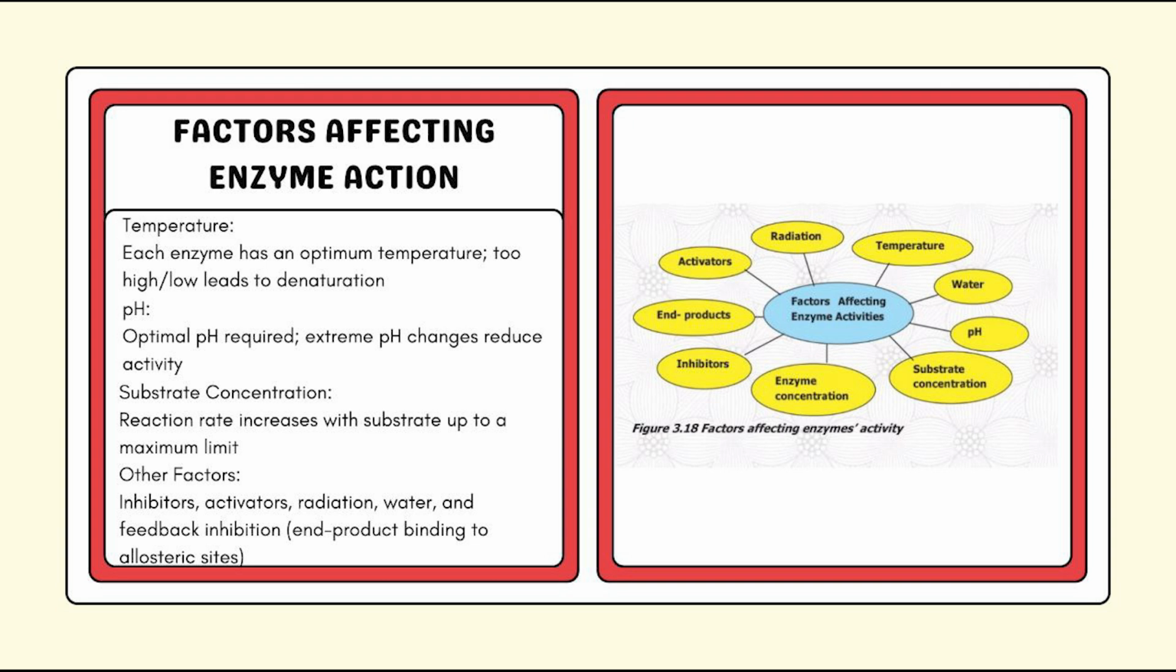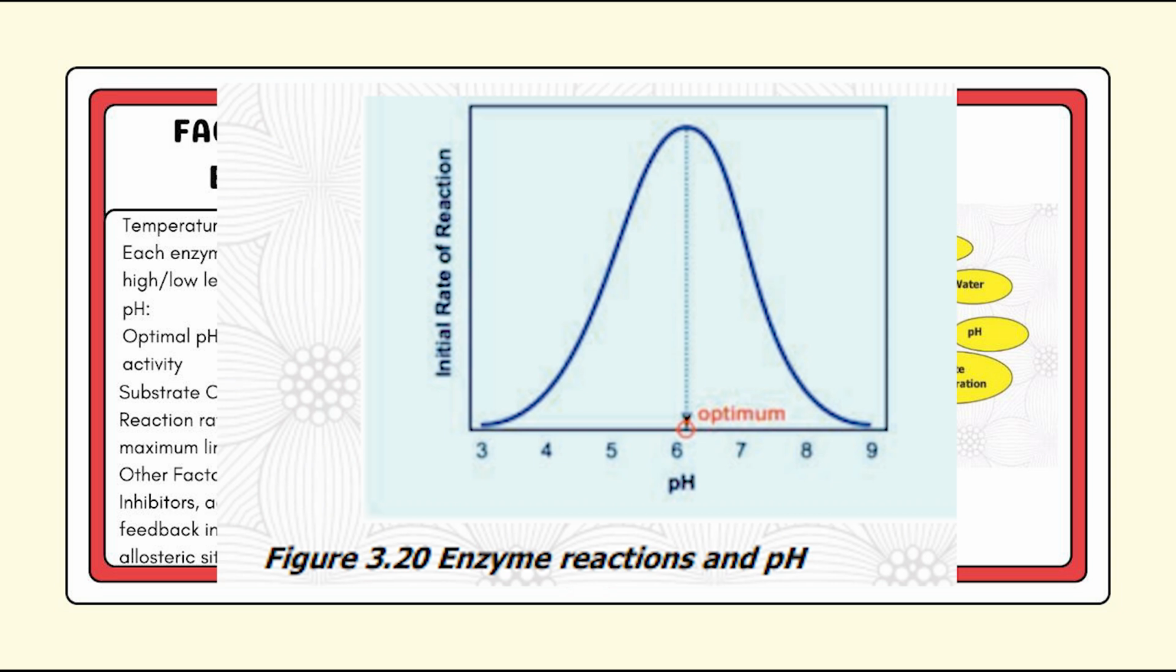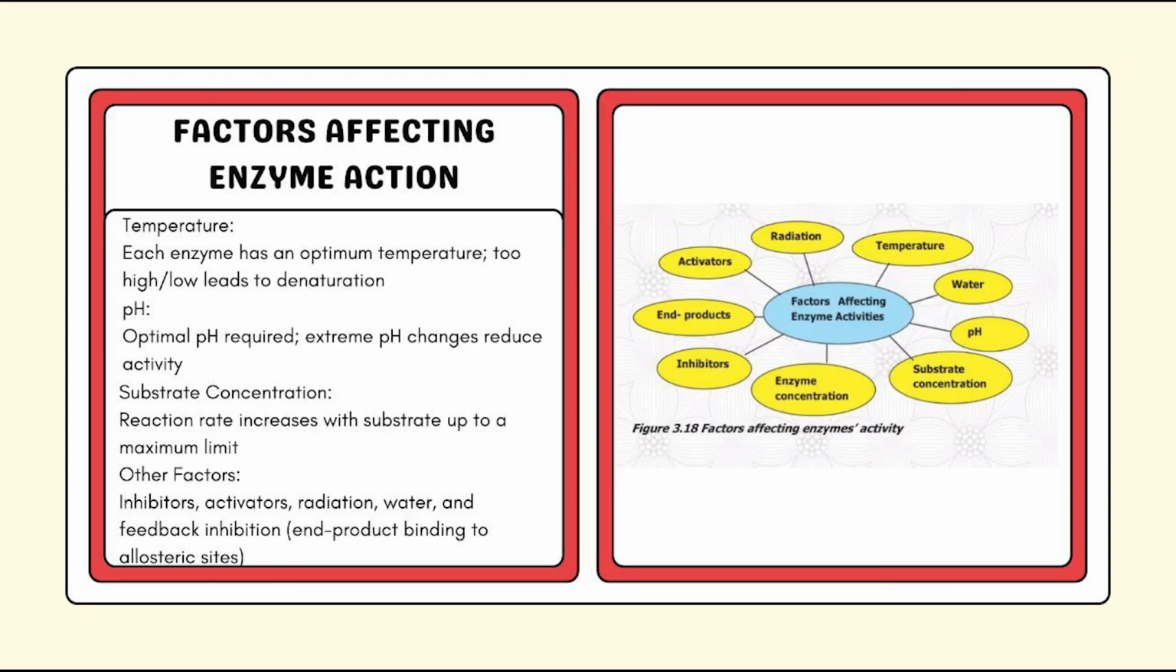Several factors affect enzyme activity. Temperature. Each enzyme has an optimal temperature; too high or too low, and the enzyme can denature, losing its shape. pH. Primarily, enzymes work best at optimal pH, and deviation can impair function. Figure 3.2 shows this one. And substrate concentration. The reaction rate increases with more substrate up to a point.